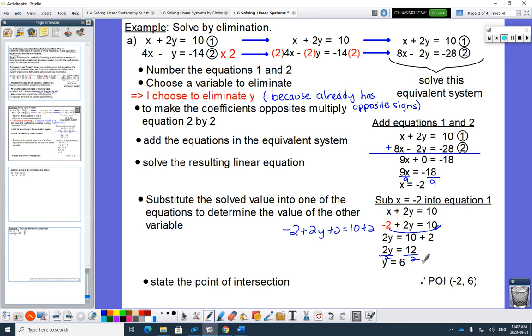And then just read the question if it says to check or not, okay? And then the point of intersection, because now we have an x value and we have a y value, that becomes our ordered pair, right? Okay?